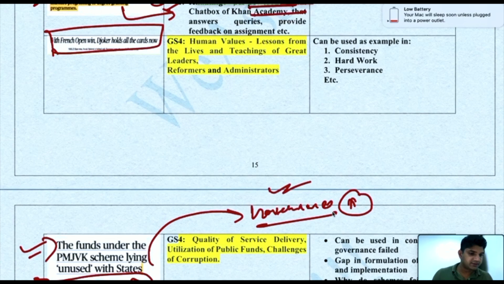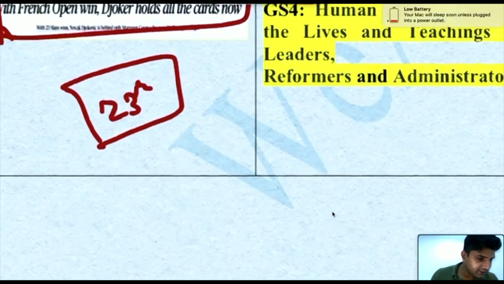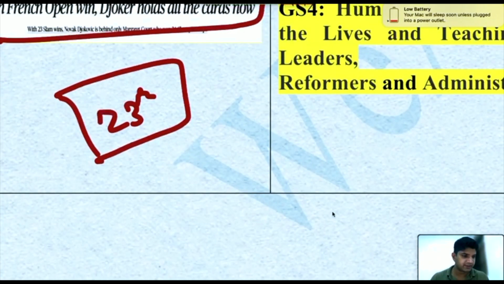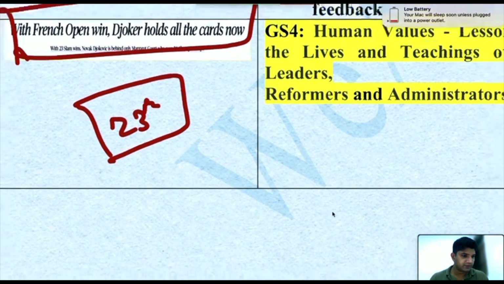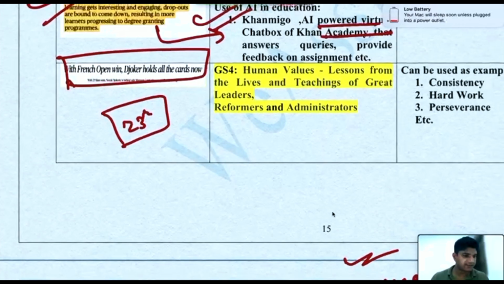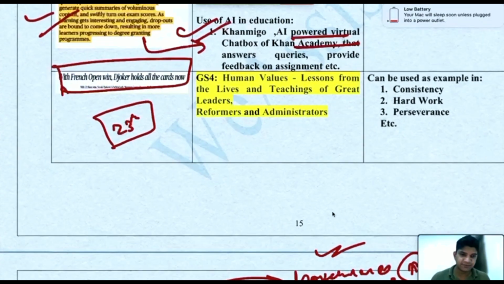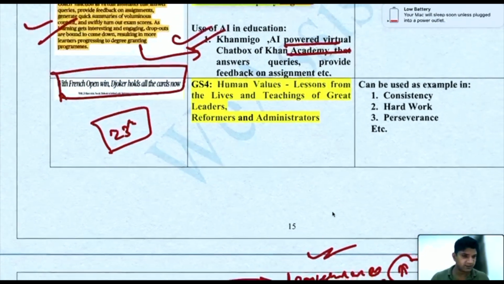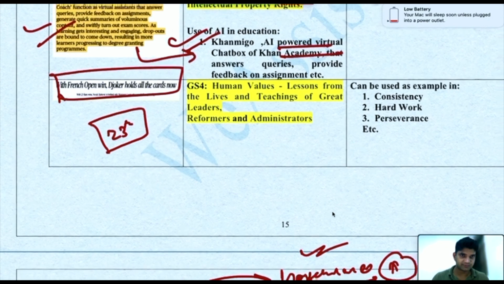Now this French Open happened and Djokovic won it. I think it is his 23rd Grand Slam. So you can use this information as an example of consistency, hard work, and perseverance in ethics related questions. Okay, that's fine.